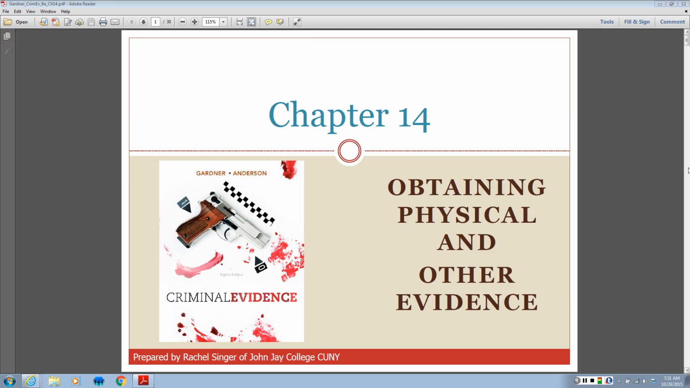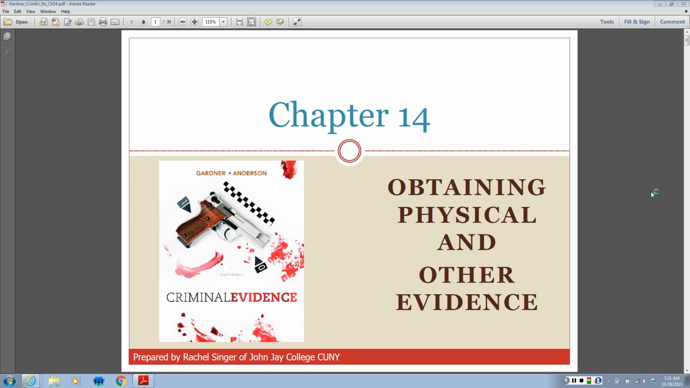I think this is the previous edition of the textbook, not the current one, but the information is the same. It may just be presented a hair differently in the new edition. All right, so today we're going to be talking about Chapter 14, Obtaining Physical and Other Evidence.